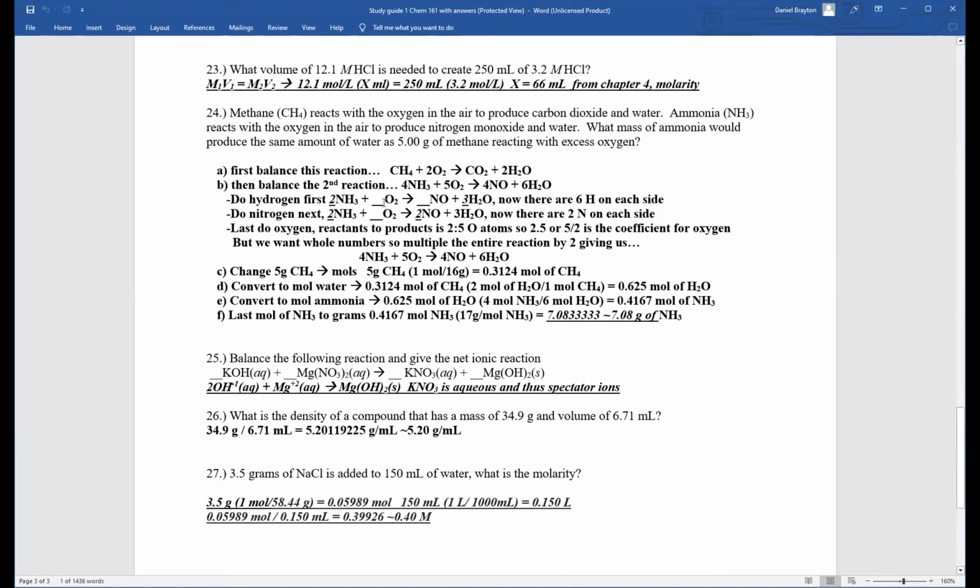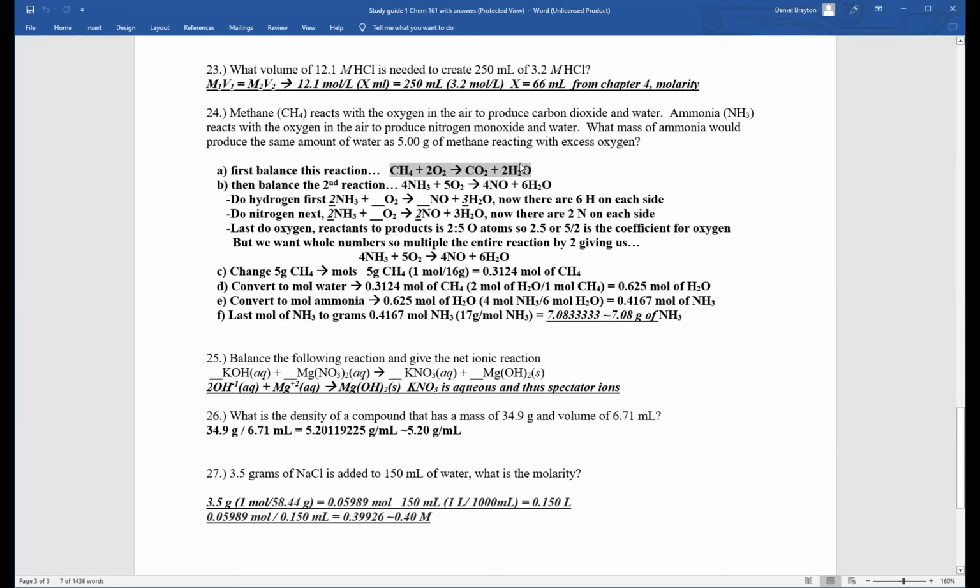This one's tricky. This is more like multiple problems in one. So methane is CH4, and it reacts with the oxygen in air. Remember, oxygen in air is O2, not just the oxygen atom. It produces carbon dioxide and water. So the way this one was written, you needed to know the chemicals and their formulas, then know what combustion looks like, and then balance it correctly.